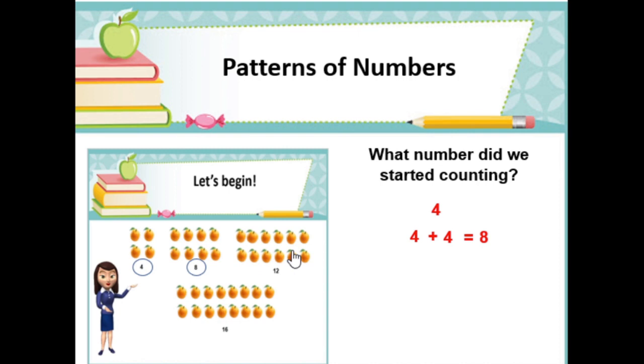And then, going up, we had this. How did we reach up to 12? It's 8 plus 4 equals 12. That's why after 4, we had 8, and after 8, we had 12.